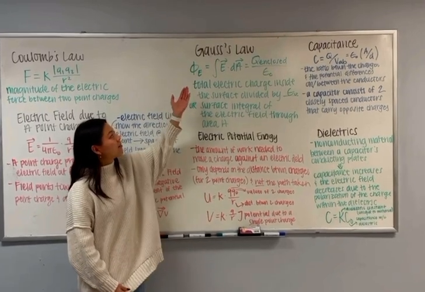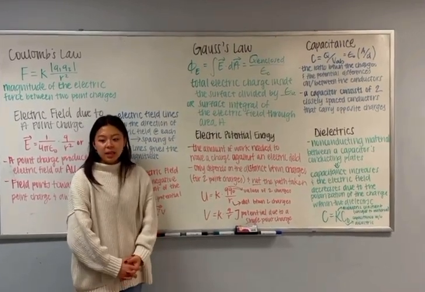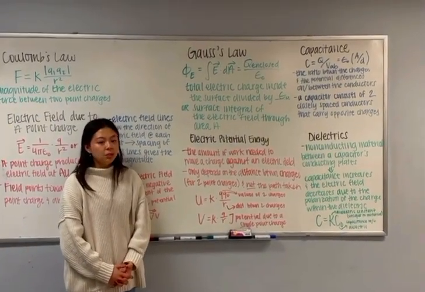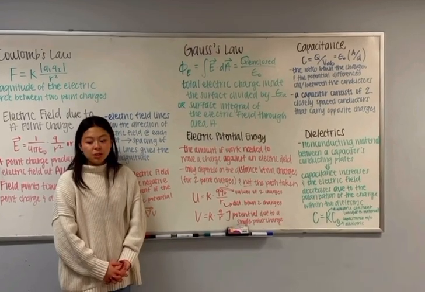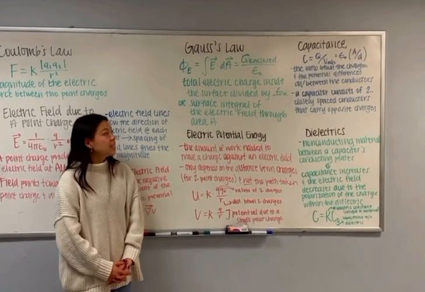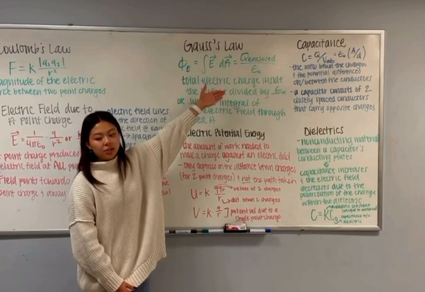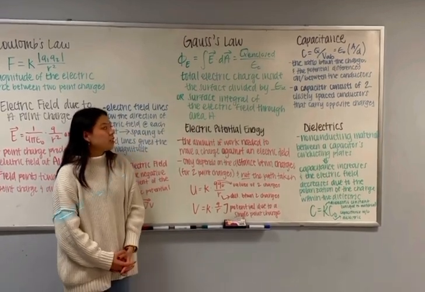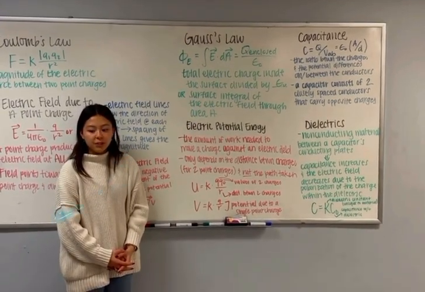Next we have Gauss's law. Gauss's law states that the total electric flux through a closed surface is equal to the total net electric charge inside the surface divided by our electric constant, or the surface integral of the electric field through a surface area A.